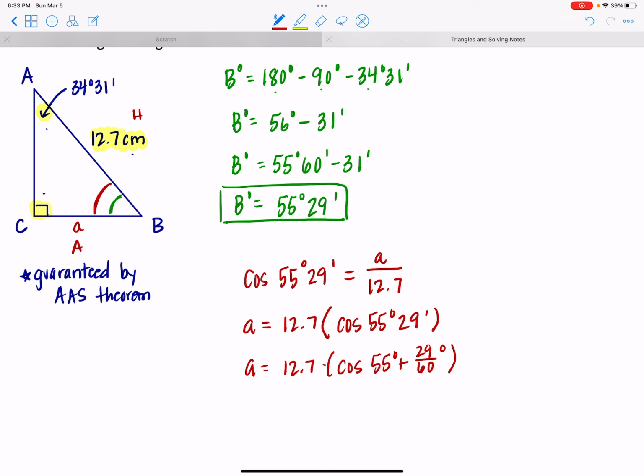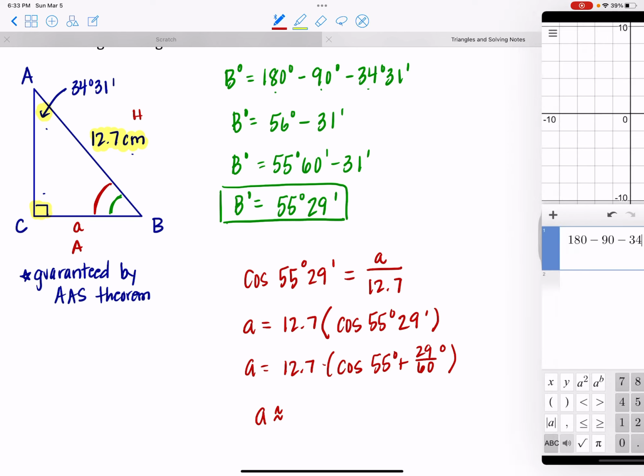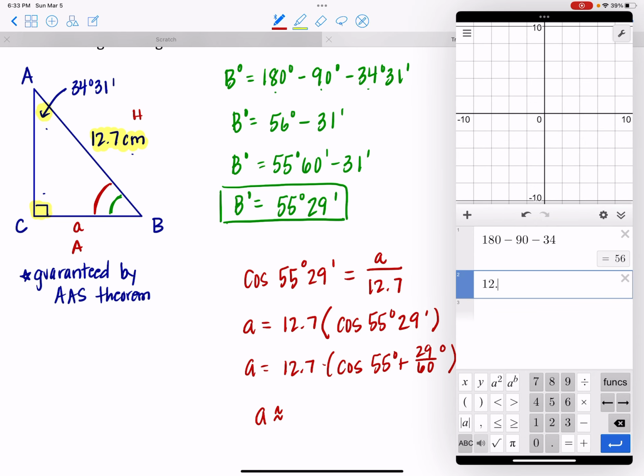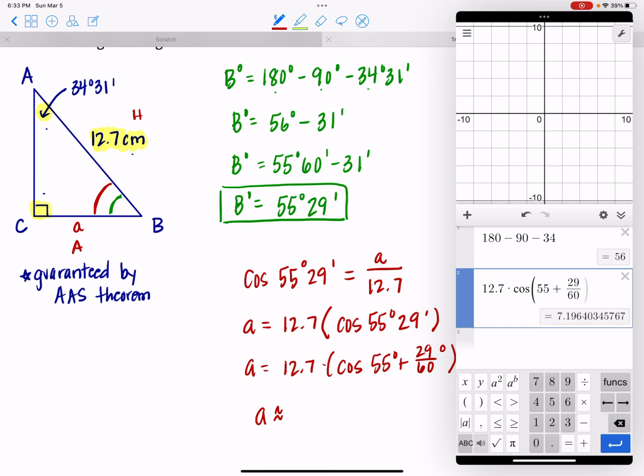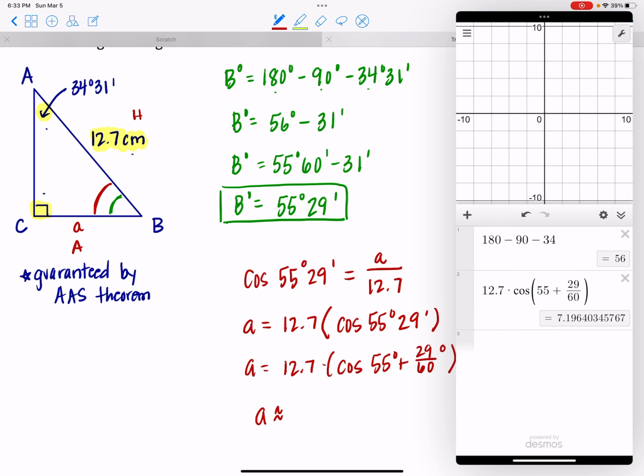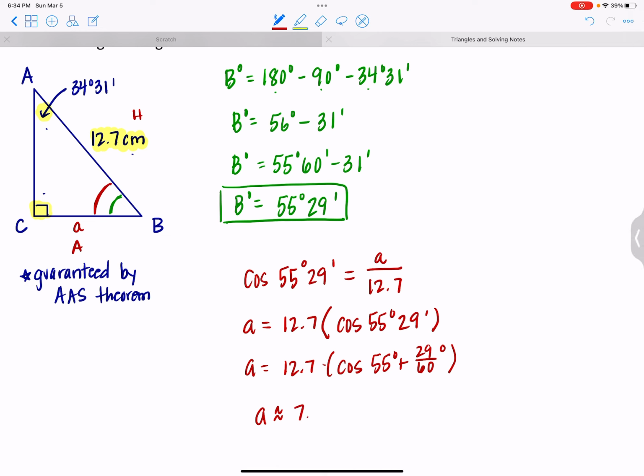So I divide it by 60 to convert it to degrees. If I put that into my calculator, then I should get the approximation for A. So I want 12.7 multiplied by the cosine of 55 degrees plus 29 sixtieths of a degree. Again, make sure I'm in degrees, and I am. Okay, so that means A is going to be about 7.196. That'd be about 7.2 if I was trying to round to the hundredths place, and this would be centimeters.